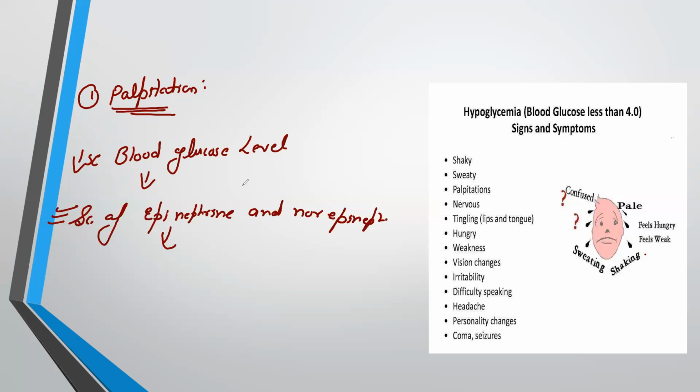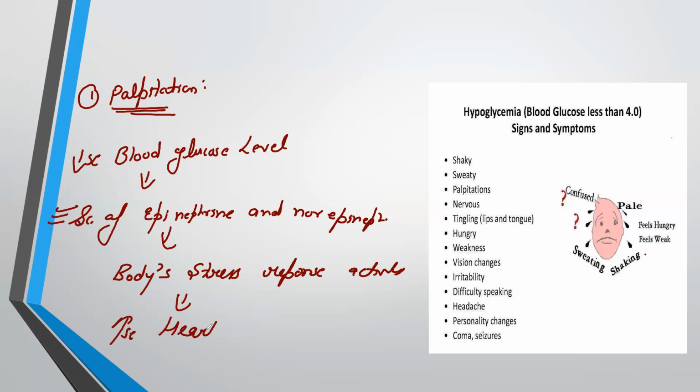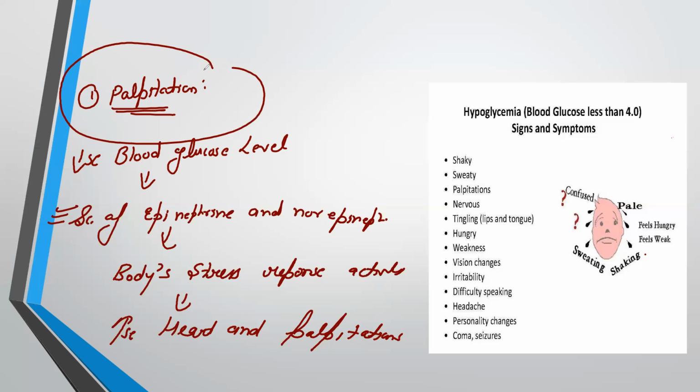So when the blood glucose level falls, the body's stress response activates, that leads to increased heart rate and palpitations. Okay, so that's why the first main symptom of hypoglycemia is palpitations.